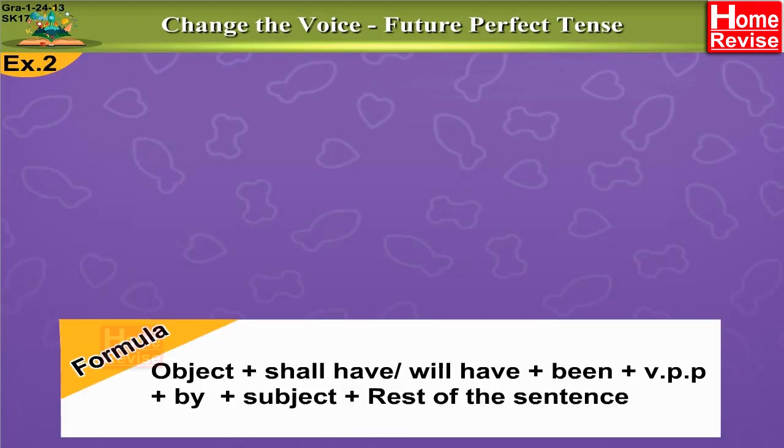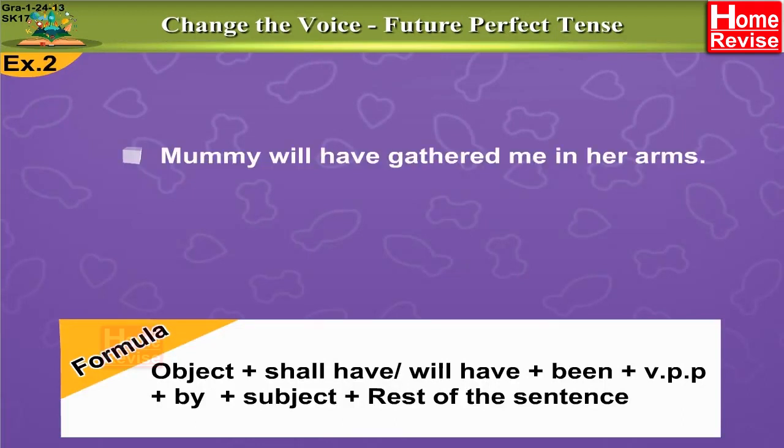Examples to understand it. Mummy will have gathered me in her arms. Now the question to identify the object, either starting with what or with whom. In this sentence, let's begin the question with whom. Whom will have mummy gathered? Me. But me is the objective case.